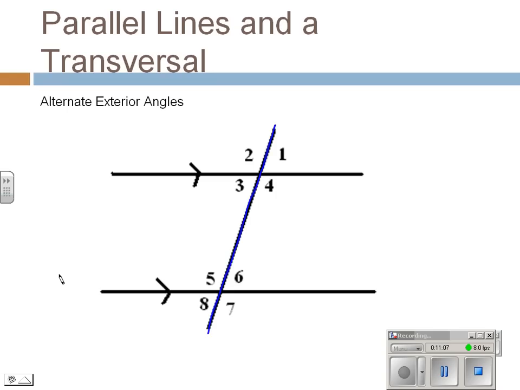It's a similar concept. On the outside, angle 2 and angle 7 are congruent. And once again, it's important that you know that they are on opposite sides of this transversal. So 2 is on the left side of the transversal, 7 is on the right side of the transversal. Those are alternate exterior angles. Angle 1 is congruent to angle 8. Those are alternate exterior angles.